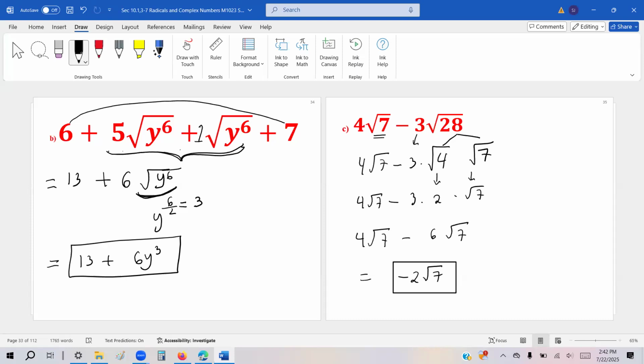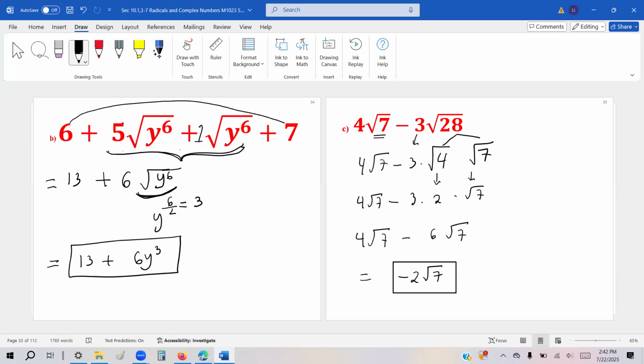Since we don't have the same inside, we have two choices. Either we give up if it's not reducible, or we keep going further if it's reducible. Now, how do you know if it's reducible or not? We look at the smaller number. Which one is smaller, 7 or 28? 7. So you cannot reduce 7, right?